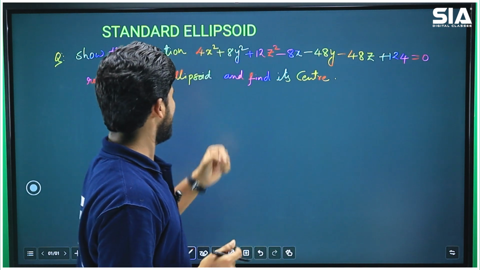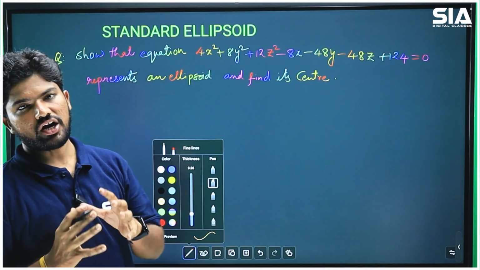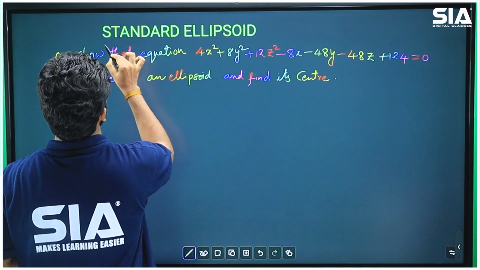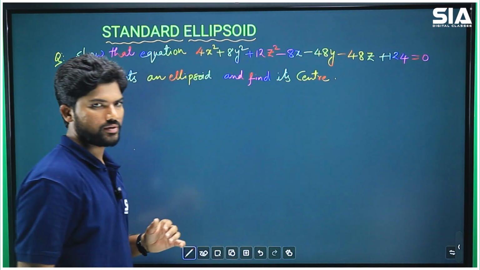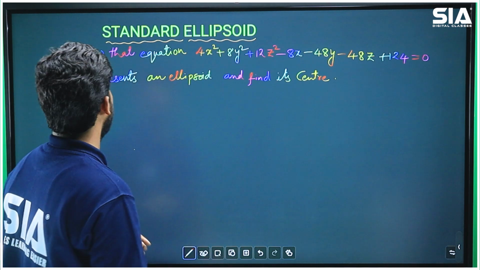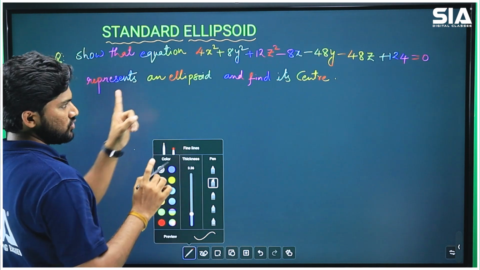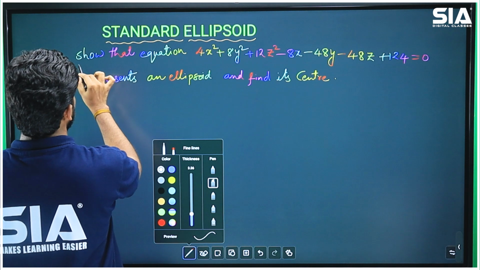So now in this lecture, we are going to discuss one of the very important short answer type questions, based on the Standard Ellipsoid. This is our topic name for this problem, Standard Ellipsoid. First of all, observe the question. This question is asked many times in examinations, especially for 4 marks.